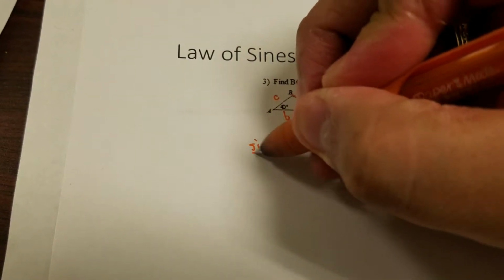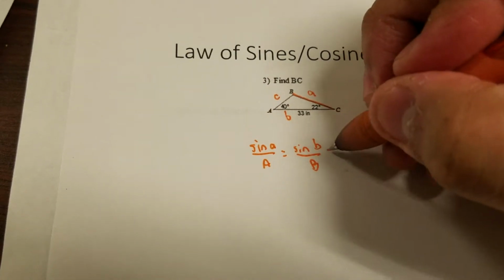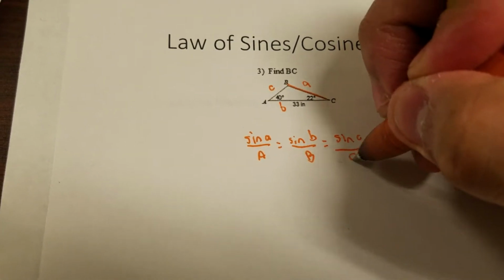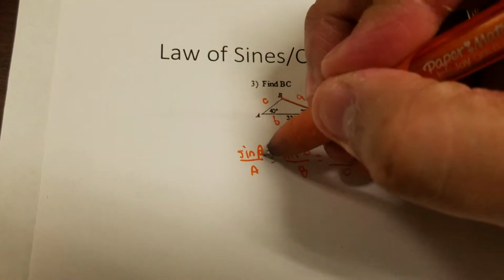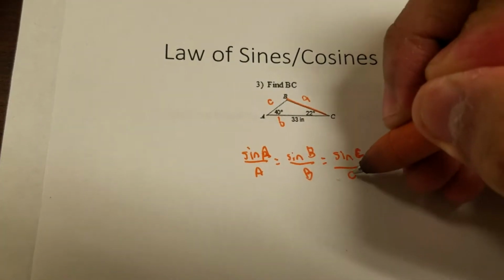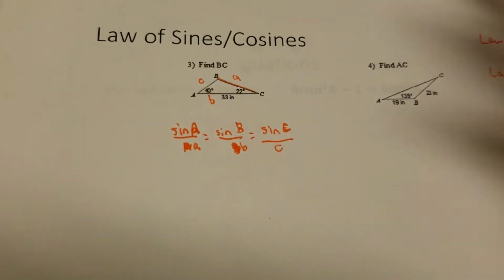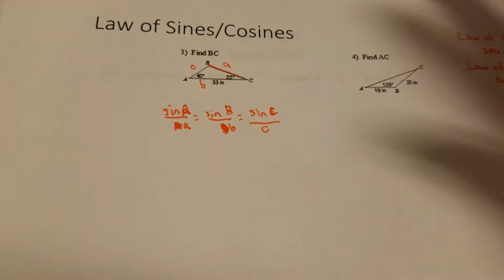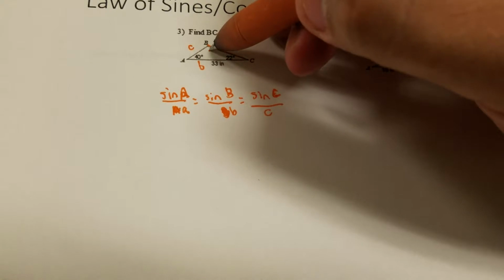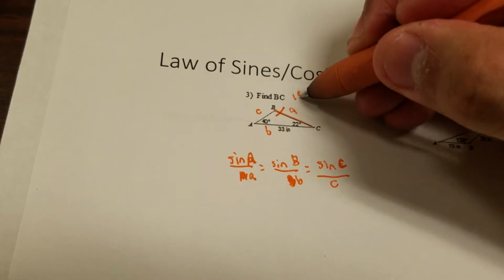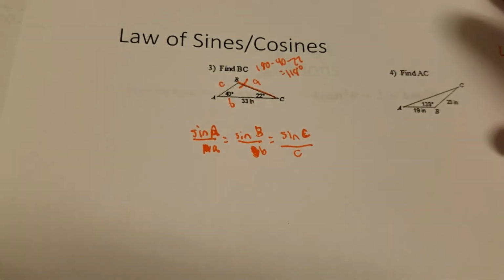So sine A over a is equal to sine B over b, which is equal to sine C over c. Ooh, I messed these up. This should be the other way around. But remember, these are the angles, so these should be the capitals up here, and these are the lowercase. Okay. So I know side b, and I can find angle B here. It's going to be 180 minus 40 minus 22, which is 118 degrees.